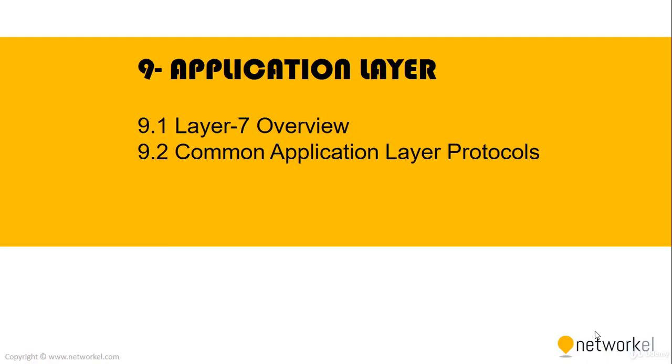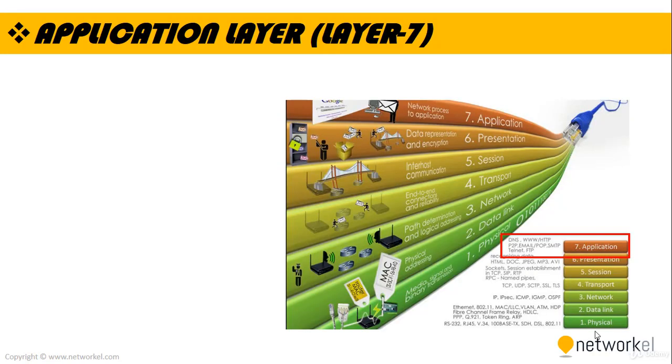In this section, we're going to talk about the application layer. The top, or seventh, layer of the OSI model is the application layer. The application layer provides interfaces to the software that enable it to use network services. Some of the services provided by the application layer include file transfer, electronic mail, and web services.